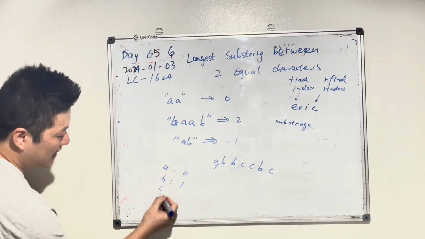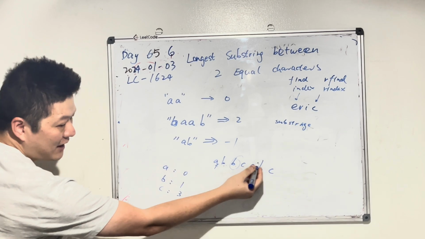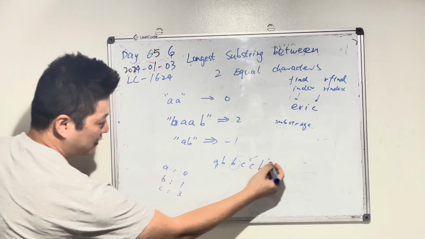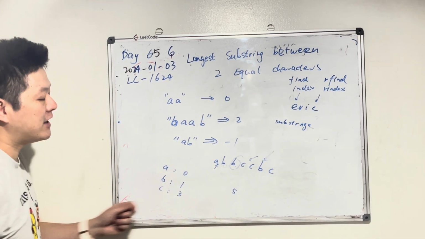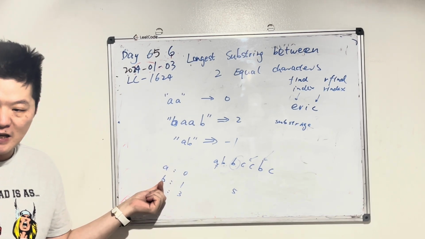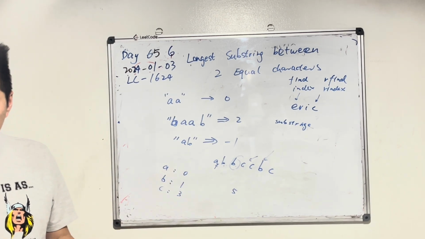And the C, the first time it appears at index 3. The second time we see it, we can calculate the longest substring. Another B here, at index 5. We have seen a B before, and its leftmost position is 1. Where do you note it?